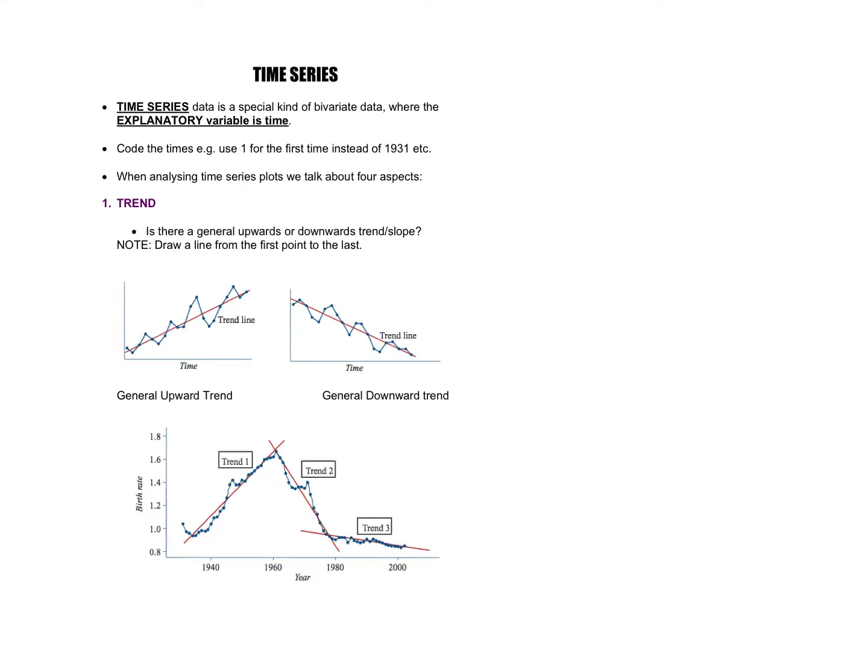Okay, so we're looking at time series now. Time series is when we have bivariate data, and time is one of our variables, and time is always the explanatory variable. So we're always going to see some type of time. It could be months, it could be days, it could be years. So just be careful, it doesn't have to be just years. It could be time as well, like maybe 6 hourly.